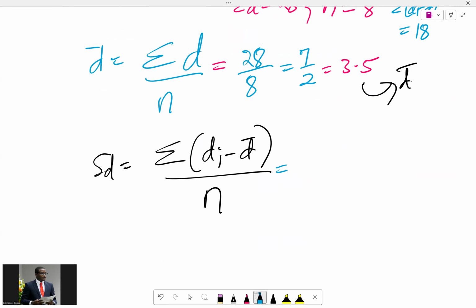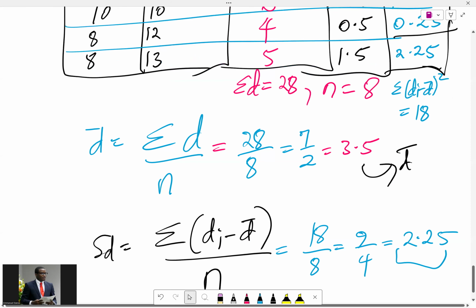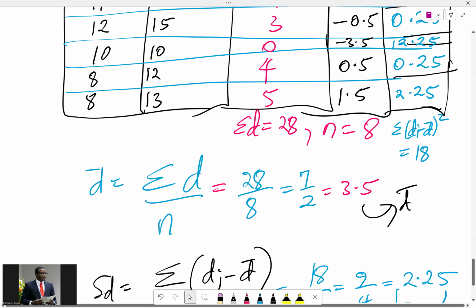This is 18 divided by 8, which is 2 goes 9, 2 goes 4, and that is 9 over 4 in short. 9 divided by 4 is just equal to 2.25. Okay, so we have all we need.